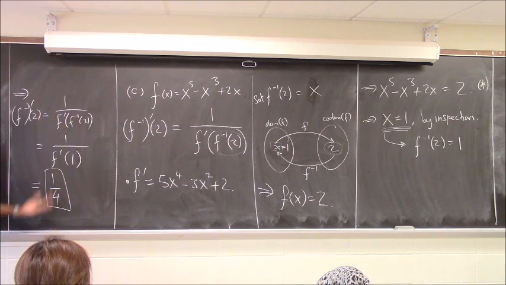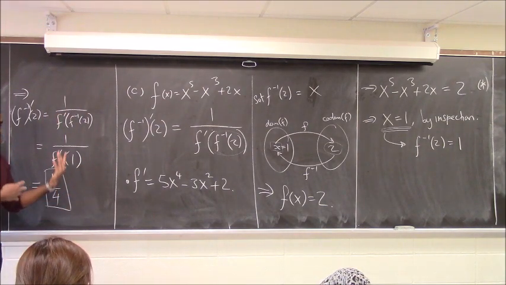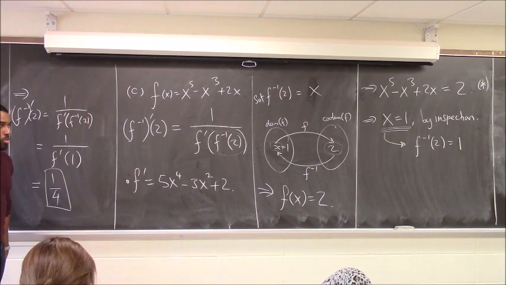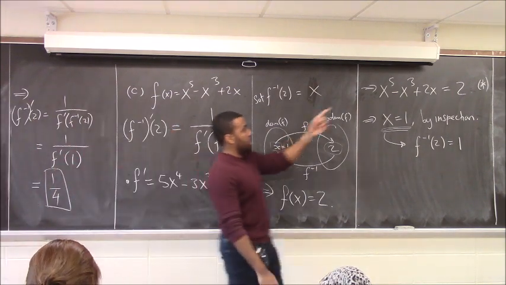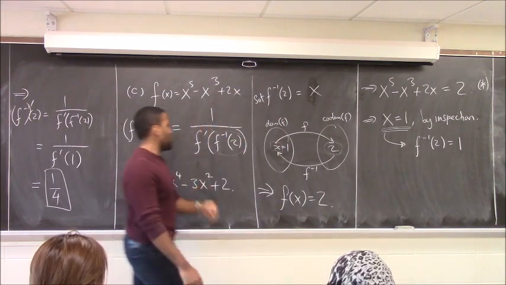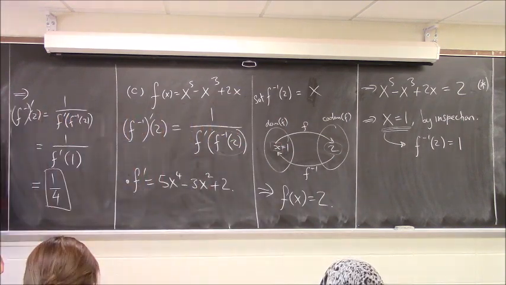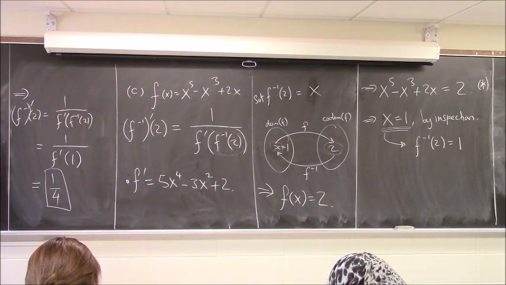Now, why would this strategy be important in the first place? Why wouldn't we just do what we always did and switch x and y and solve for y? It's because there are times when that can be difficult or impossible, and so we want to do it on a point-by-point basis. So that's why we wouldn't even need this in the first place.